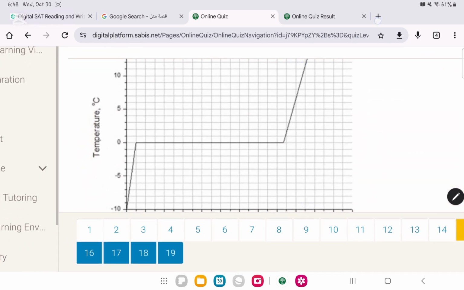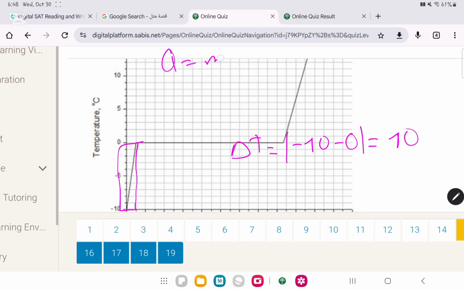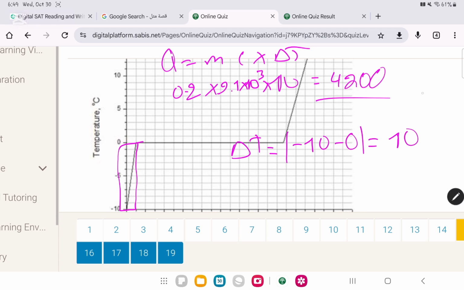So by looking at the graph, we see that the change in temperature is minus 10 in absolute value, minus 0, which is 10. So the delta T is 10. We know Q equals mc delta T. Delta T is 10, C was 2.1 times 10 to the 3, and then m was 0.2. So by doing it on our calculator, we are going to get 4,200. But this is not what we're looking for. We're looking for the power. And we know that power is equal to Q over the time.